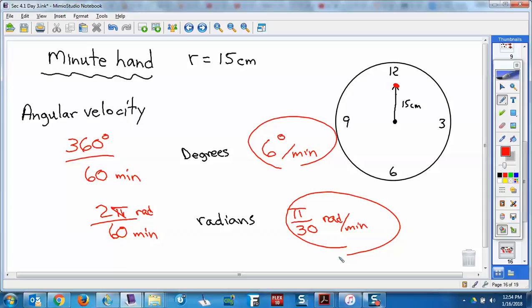It doesn't matter how long the minute hand is, right? You can have the biggest clock ever, or you can have a tiny little clock. It's still going to go around 360 degrees every 60 minutes.